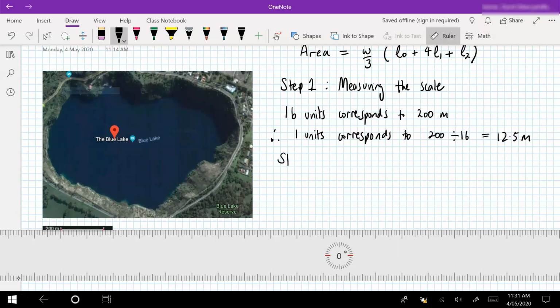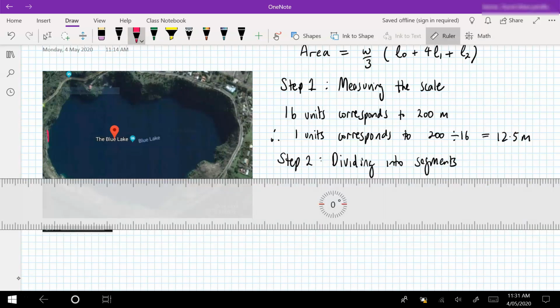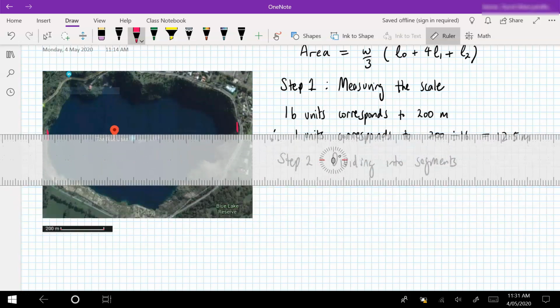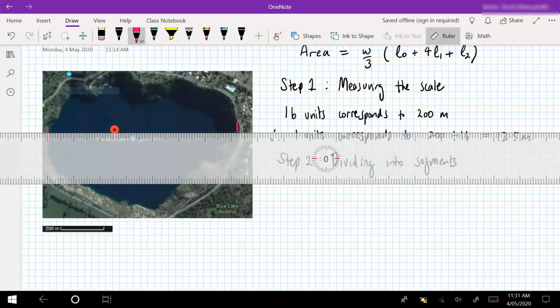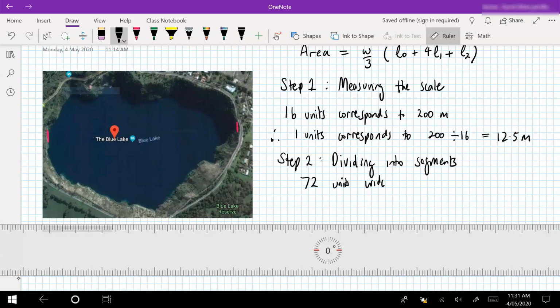Our next step involves dividing the lake up into two segments of equal width. To be able to do that, the first thing we need to actually do is work out the width of the lake. Again, we use our ruler to determine that. With a simple measurement, first we mark out the two endpoints, so the leftmost and the rightmost parts of the lake, and then we measure across. We find out that the width of the lake is 72 units. Dividing that by 2 means that each segment will have a width of 36 units.